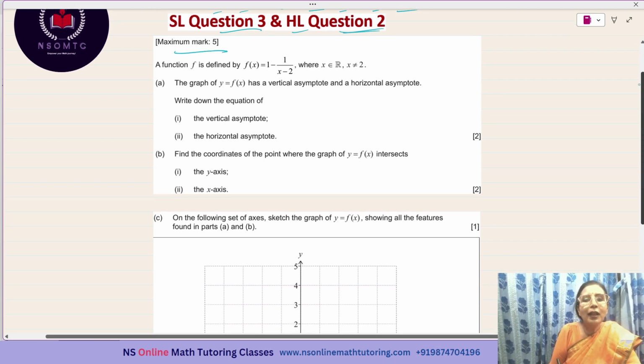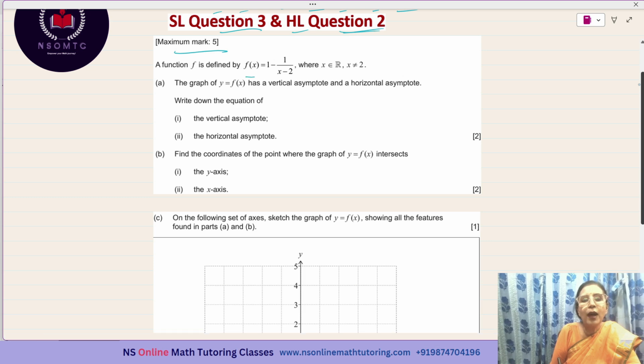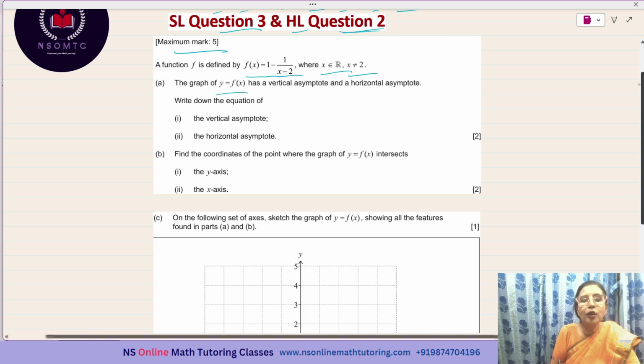It says a function f is defined by f of x equals 1 minus 1 over x minus 2, where x belongs to the set of real numbers and x is not equal to 2. Part (a): the graph of y equals f of x has a vertical asymptote and a horizontal asymptote. Write down the equation of each. It contains 2 subparts, (i) the vertical asymptote and (ii) the horizontal asymptote, each containing 1 mark.